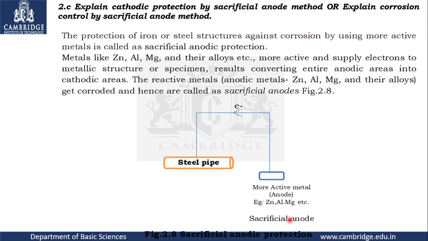If you compare zinc, aluminum, magnesium, the electrode potential of these is less than the steel pipe. That is why any one out of these can be taken as an auxiliary anode. This is the main metallic structure to be protected and this is the auxiliary anode. These two can be connected by an insulated copper wire. As long as this is there, this is behaving as a cathode and this will act as the anode.